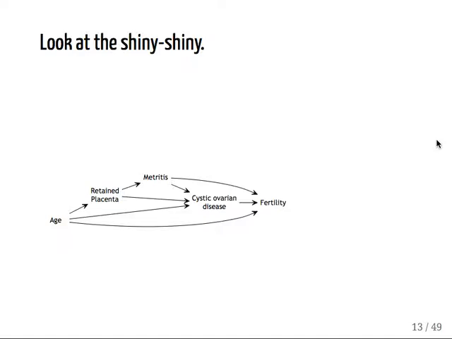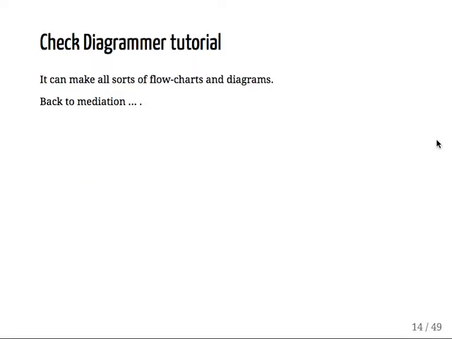You can see now these things are at the top rather than at the bottom, and you can see also that the arrows are slightly prettier. You can change all the fonts if you like Comic Sans for some reason. You can change whatever you want in these types of graphs. So you can check the Diagrammer tutorial. When you go and look for this package, it can make all sorts of flowcharts. So if you ever have to make a flowchart or a diagram, this is again something which you can do in R.